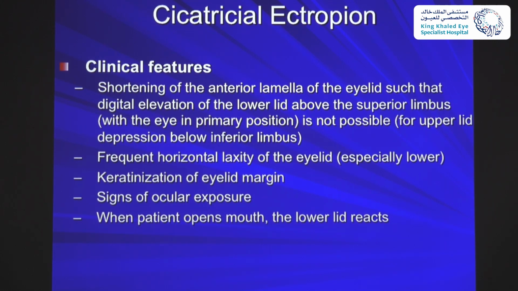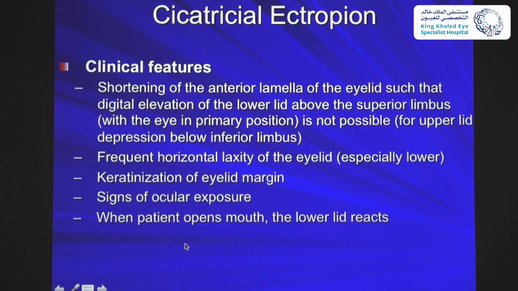Cicatricial ectropion occurs because of the scarring in the anterior lamella, and as a result of chronic scarring, there will sometimes be keratinization of the conjunctiva because of the chronic cicatricial ectropion. In some patients, keratinization of the conjunctiva happens because of chronic dryness. You see this in patients who have had it for a good number of years. Again, with cicatricial ectropion, you see signs of exposure.